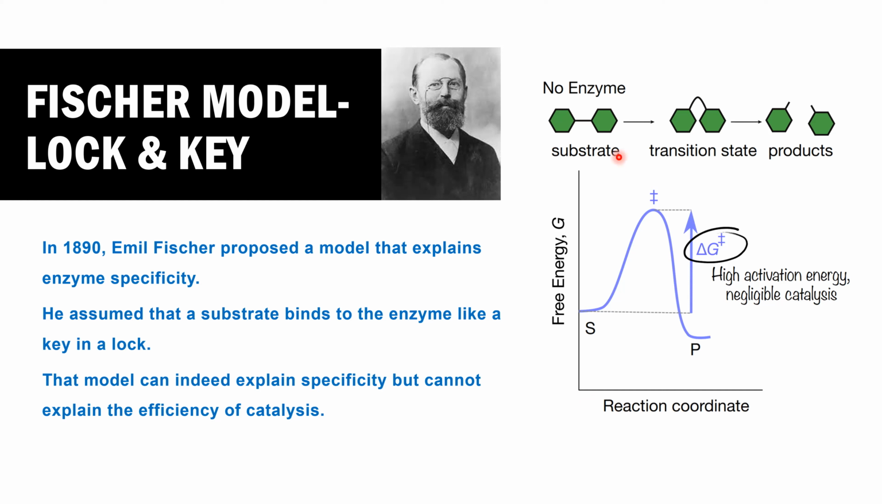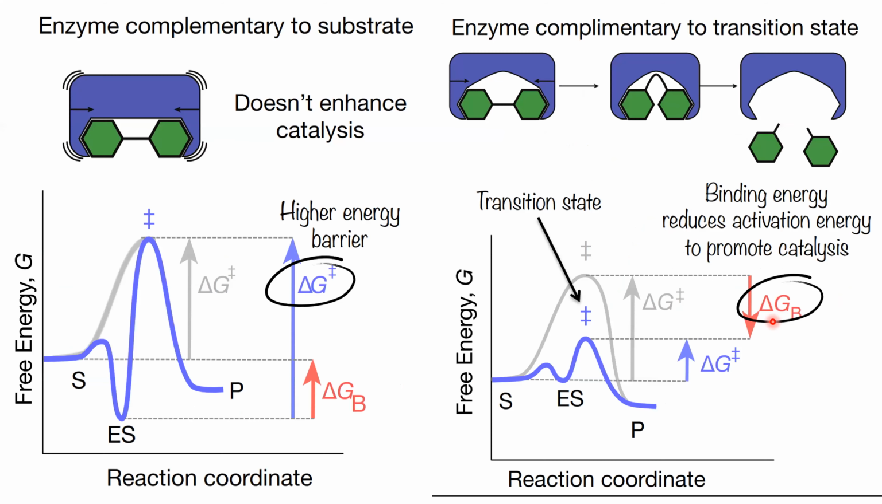So if we don't have an enzyme, as in the example of the metal stick, let's say we have a substrate with two domains. There is a transition state, it bends and then it's broken. This is the reaction coordinate, and that is the activation energy. High activation energy means negligible catalysis, so the reaction is just not happening, right?